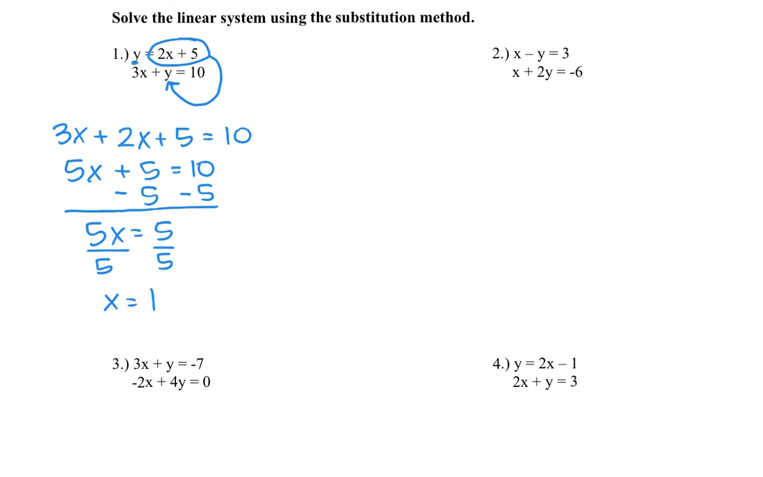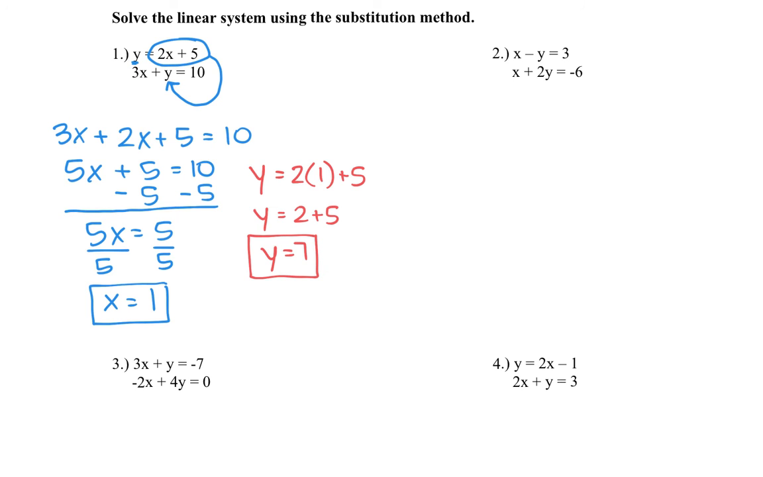So I know x is 1. So I'm halfway there. Now I need to figure out what y is, so I can plug that x into either equation. I'll go ahead and just plug it into the first one. So here I have y equals 2 times 1 plus 5. So y equals 2 plus 5, which means y equals 7.